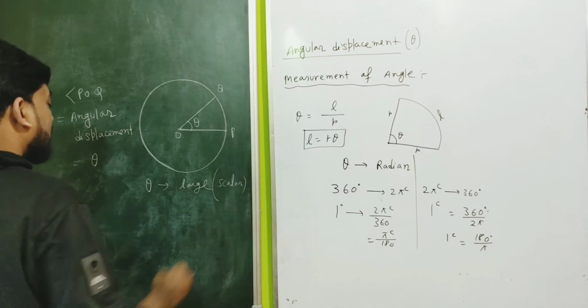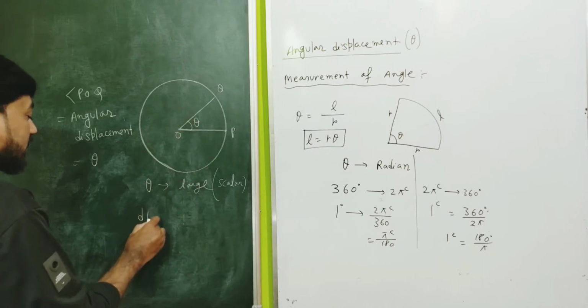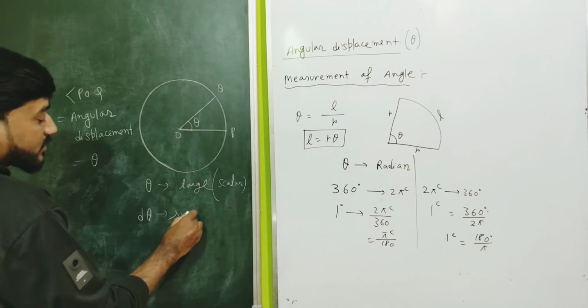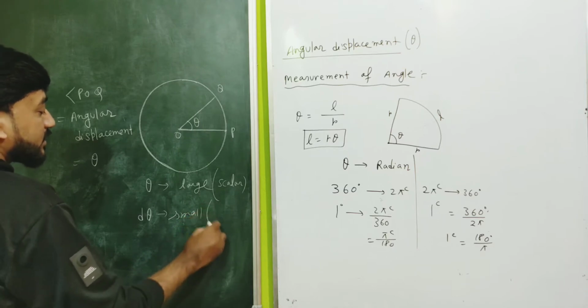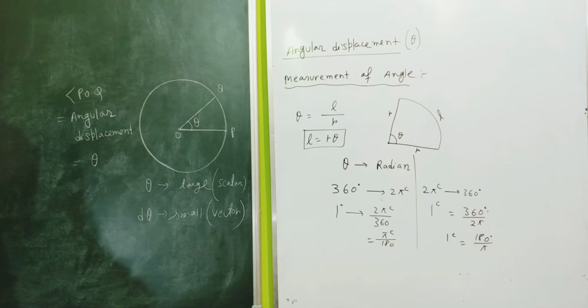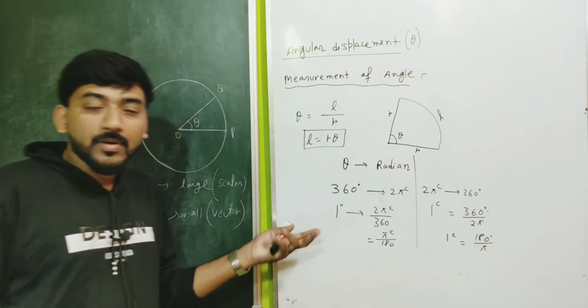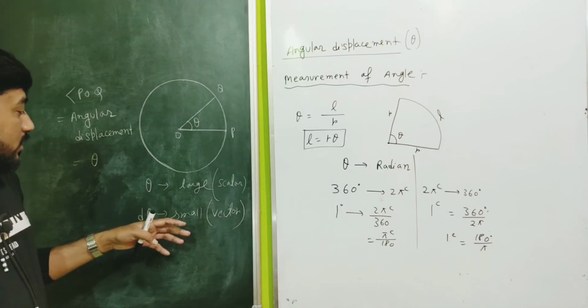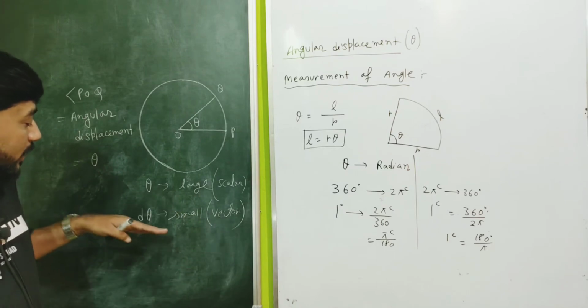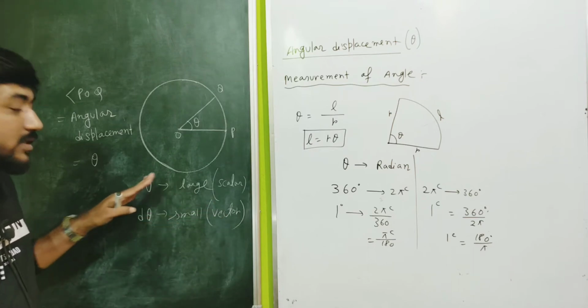This is just scalar. But if theta is very small, that is, instead of theta, if we use d theta, so that means theta is very small, and in that case you can say this theta is a vector quantity. Why? Because the basic rules of vector algebra, the property of vector addition, is not followed by this theta, but is exactly followed by this d theta.